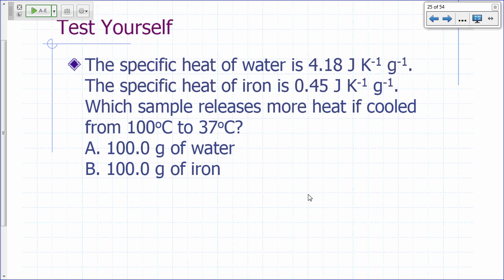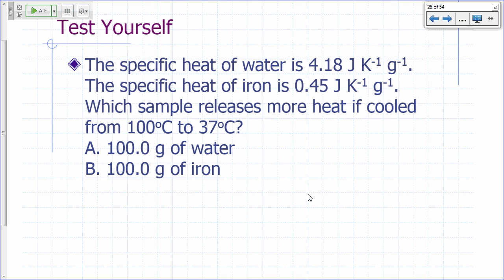Here's a clicker question. Specific heat of water is 4.18 joules per Kelvin per gram. Specific heat of iron is 0.45 joules per Kelvin per gram. Which sample releases more heat if cooled from 100 degrees to 37 degrees? In other words, if you're given a choice, hold a piece of iron that's at 100 degrees or dip your hand in water that's at 100 degrees, which torture would you choose? Which torture is less undesirable?